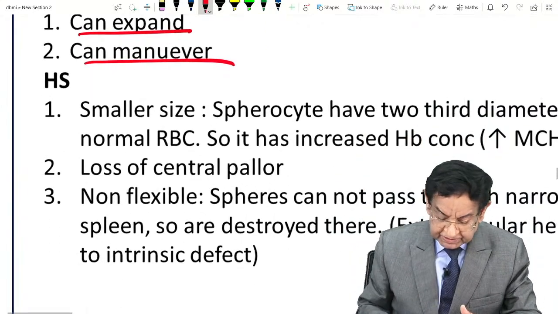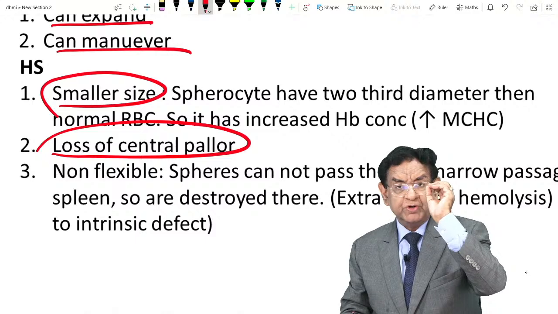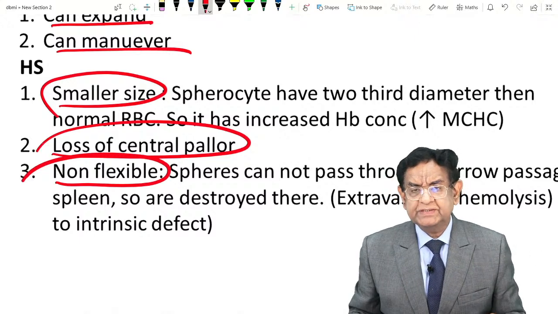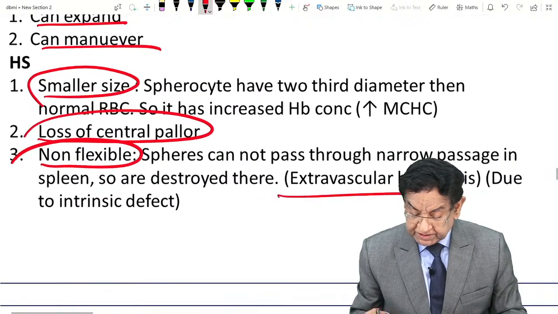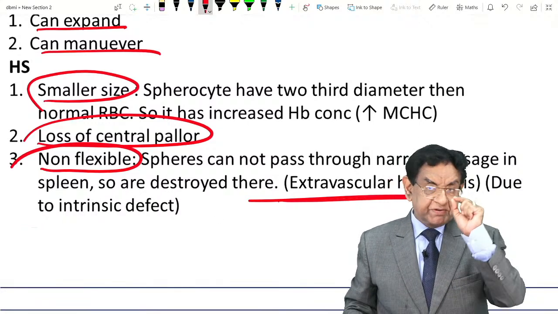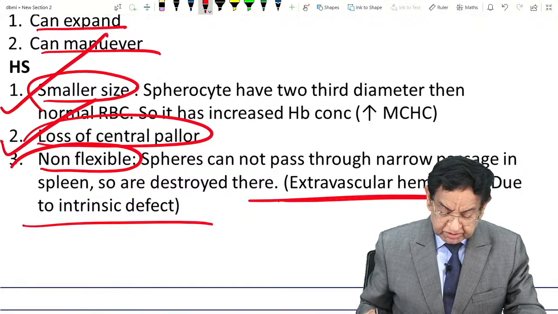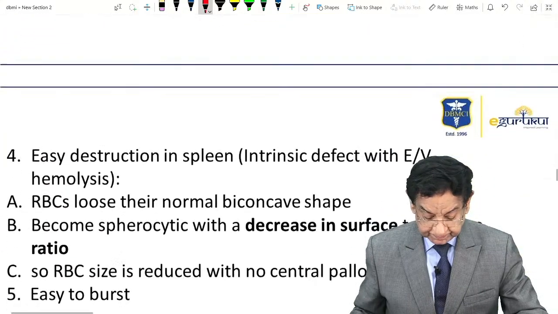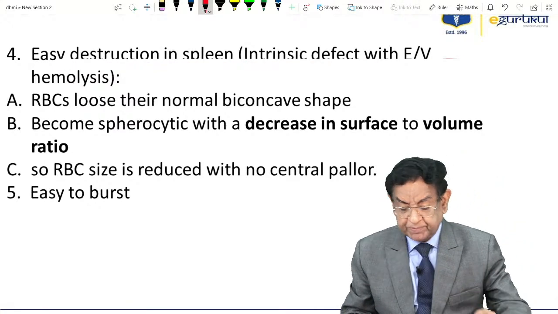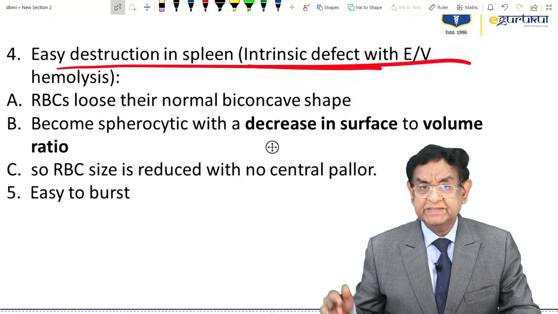But in hereditary spherocytosis, the cell is smaller in size. They lost the central pallor, the two things you should not forget, and they are non-flexible. Since they are non-flexible, they cannot squeeze into small capillaries. They are removed, and this leads to extravascular hemolytic anemia. And remember, the problem is in the RBC membrane itself. It's a type of intrinsic defect with extravascular hemolytic anemia. So three keywords are small size, loss of central pallor, and non-flexible. So they are destroyed in the spleen. Intrinsic defect, repeating a second time: the problem is in the RBC membrane, and the hemolysis is occurring extravascularly, meaning in the liver and spleen.